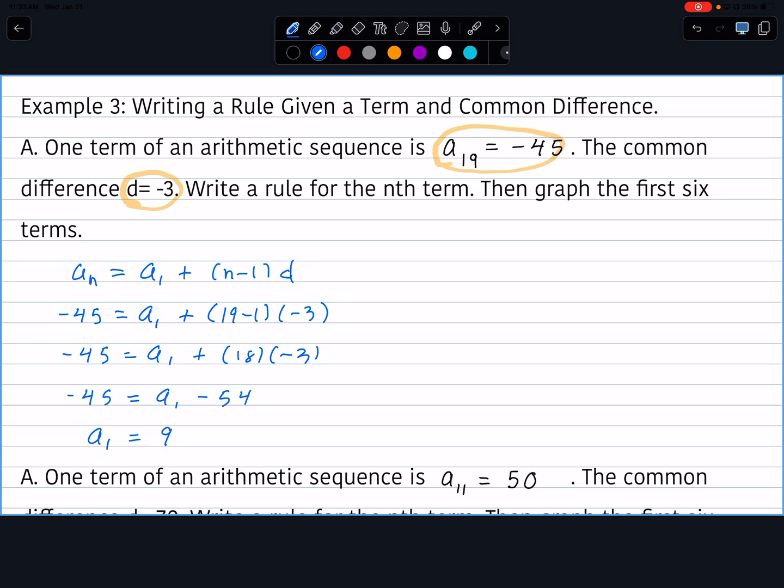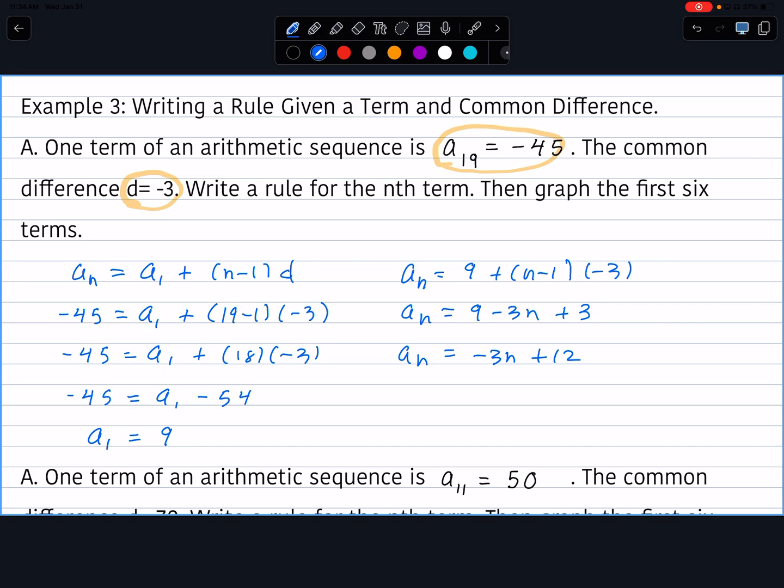Okay, so when we go to write our sequence, when we go to write our general form, it's going to be a_n equals the first term, which is 9, plus n minus 1 times that negative 3, which again, cleaning this up, is this, okay?